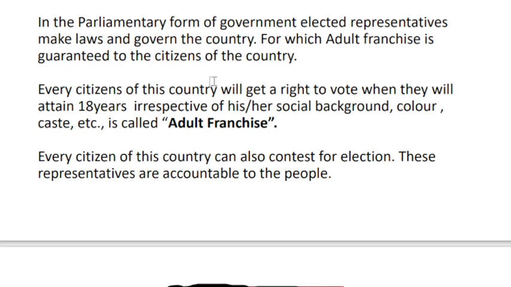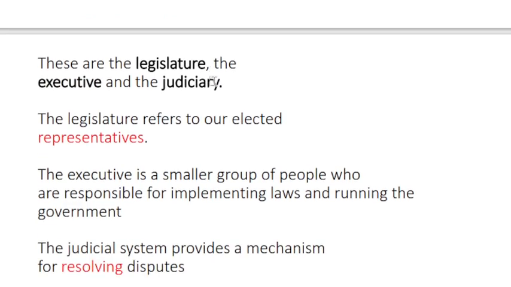So here mainly two important parts are there. First one is universal adult franchise. According to universal adult franchise, each and every citizen who attains 18 years of age will get a right to vote, and these people elect their representatives, and the country is ruled by the representatives. So this form of government is called a parliamentary form of government. Okay, this is the second feature.